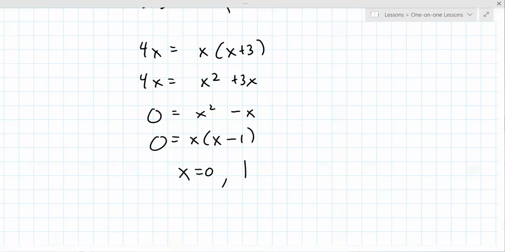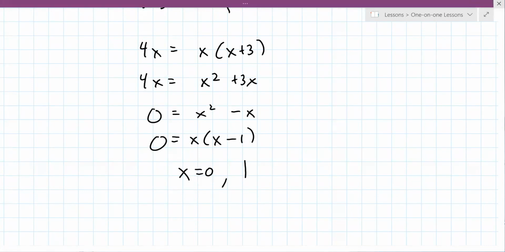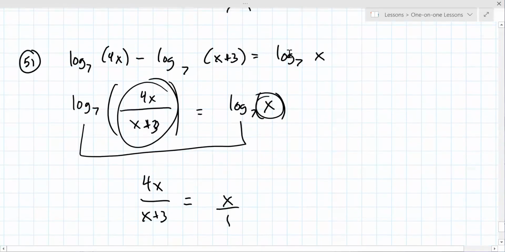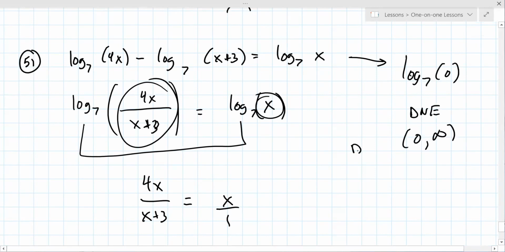We need to go back and look at the original to see if either of those are problematic. So on the original, it says log base 7 of x on the right-hand side. So that's going to be an issue because you're going to end up putting in log base 7 of 0. Well, this does not exist. It's not part of the domain. Okay. So that one's extraneous.